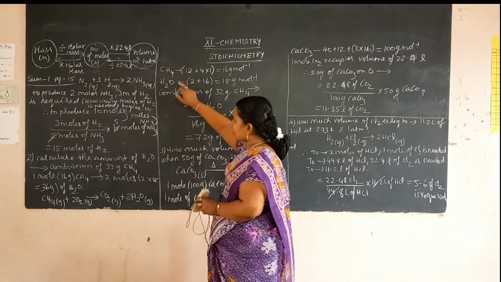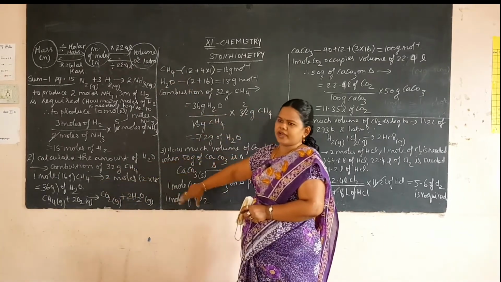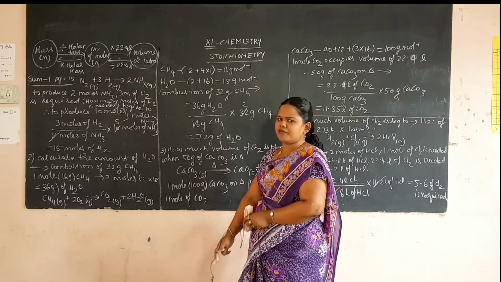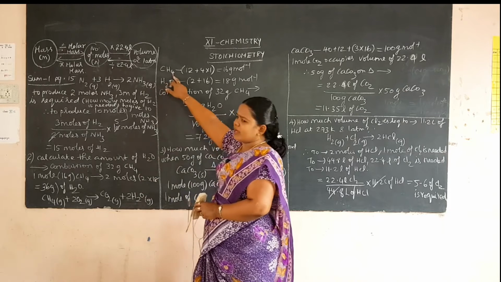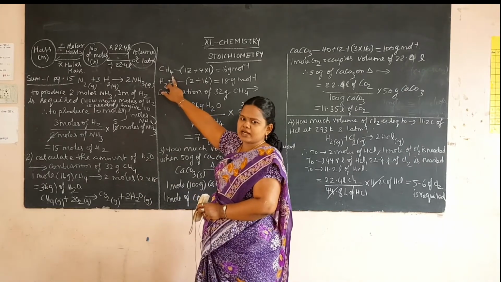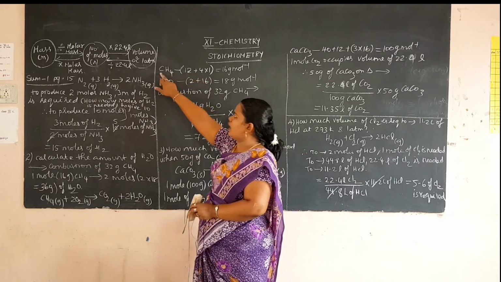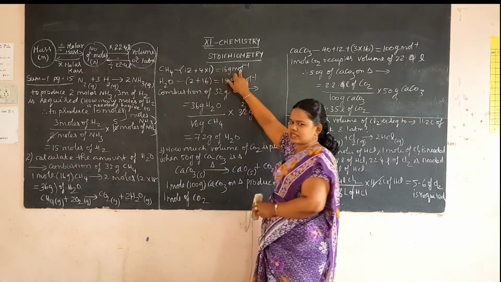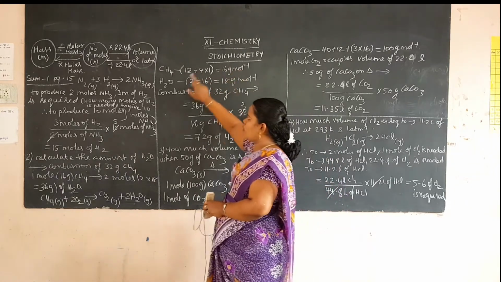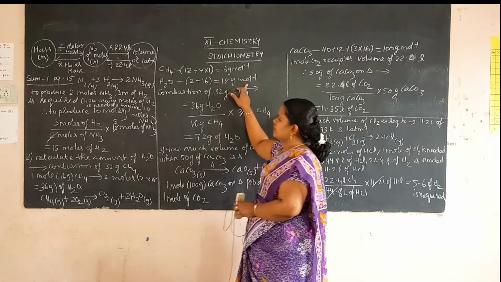ஹியர் see listen, இதில் இருக்க ஈக்குவேஷனில் இருக்க எல்லாத்துக்குமே you have to find the molar mass. For every compound you have to find the molar mass. Molar mass calculation very easy. Listen, CH4 it gives 12. So carbon க்கு 12, hydrogen க்கு 4. அப்போ 12 plus 4 it is equal to 16 gram per mole. Okay, then water க்கு பாருங்க 2 for hydrogen and oxygen it is 16. So 18 gram per mole.